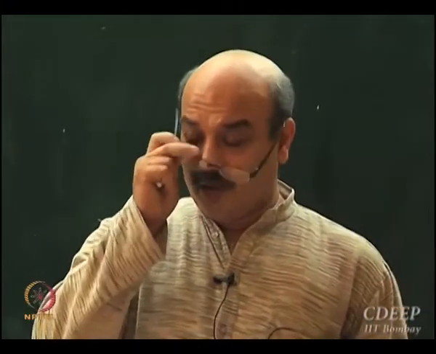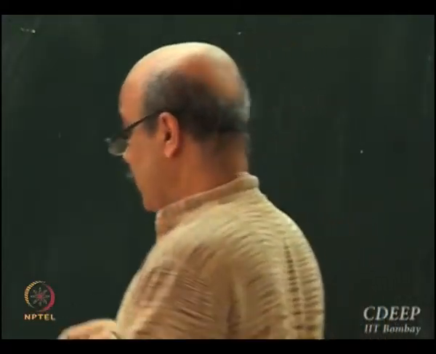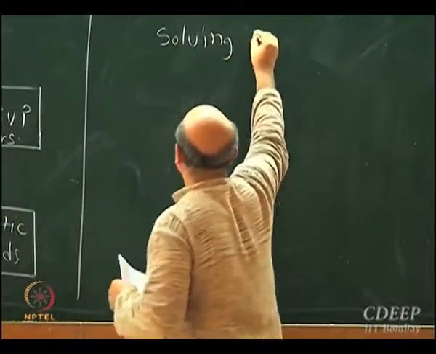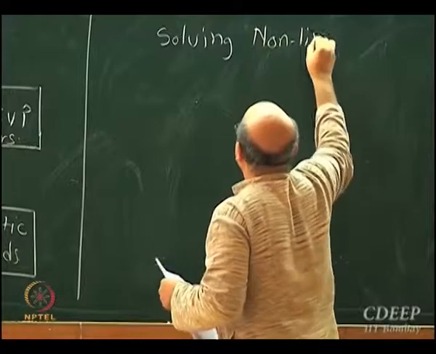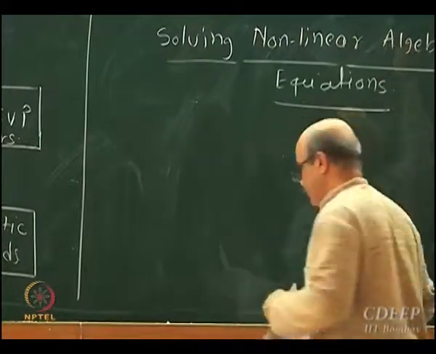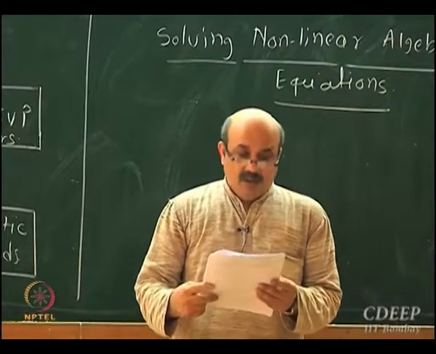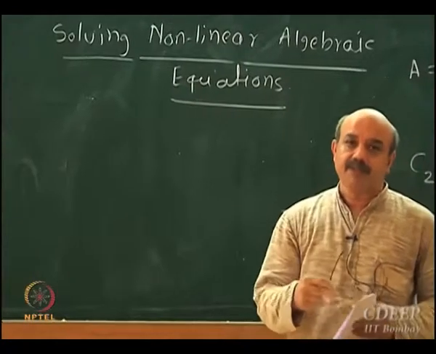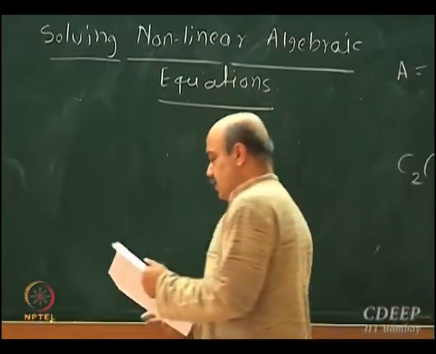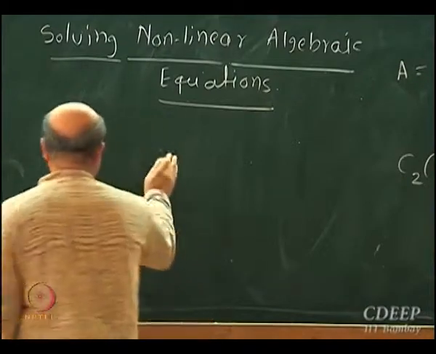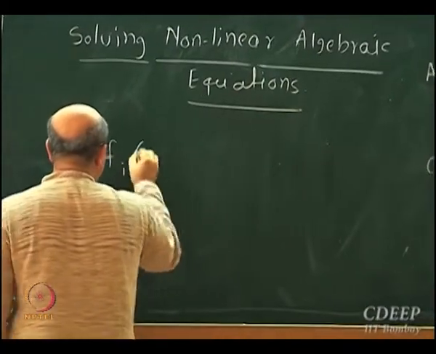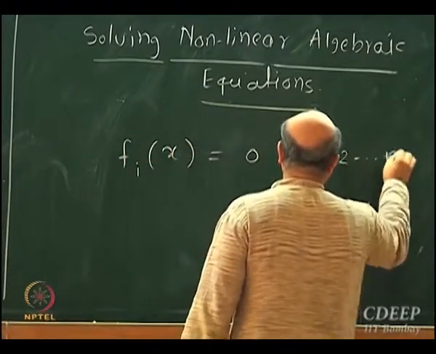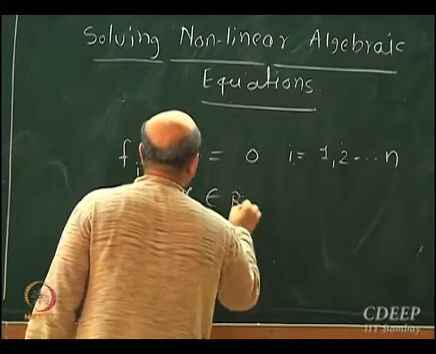Okay, so now let's look at different methods for solving nonlinear algebraic equations. So I can now just work with abstract forms because you have seen many examples where you have to solve nonlinear algebraic equations. So my intention is to solve f_i(x) equal to 0, where i goes from 1 to n, x belongs to R^n.